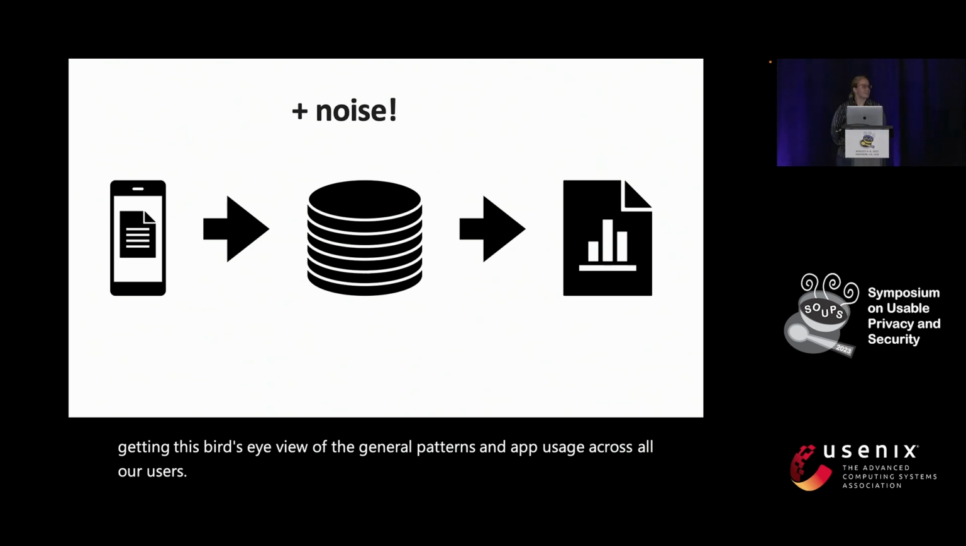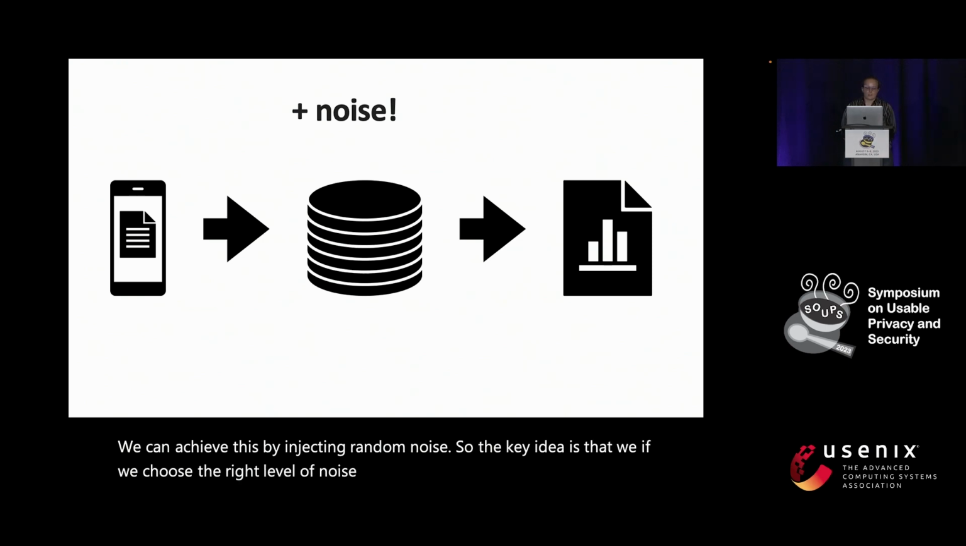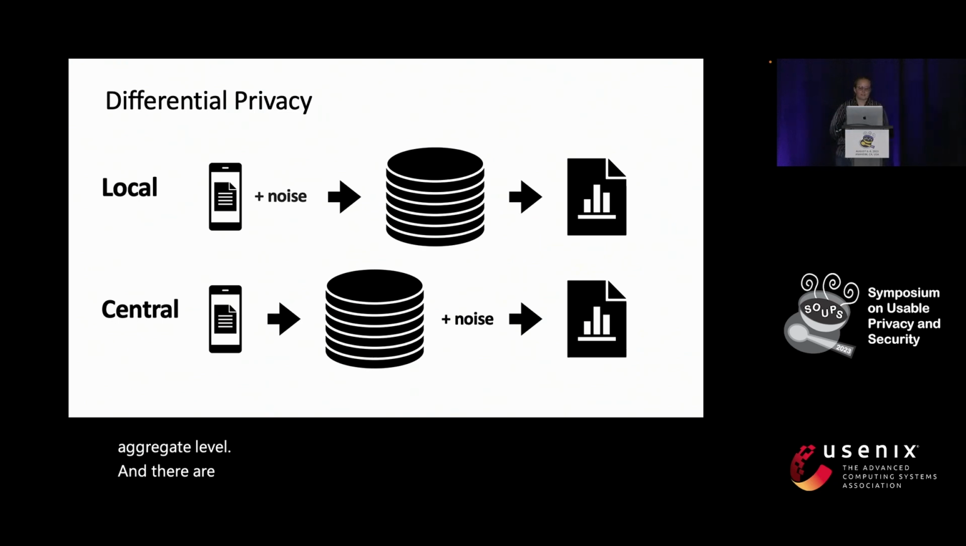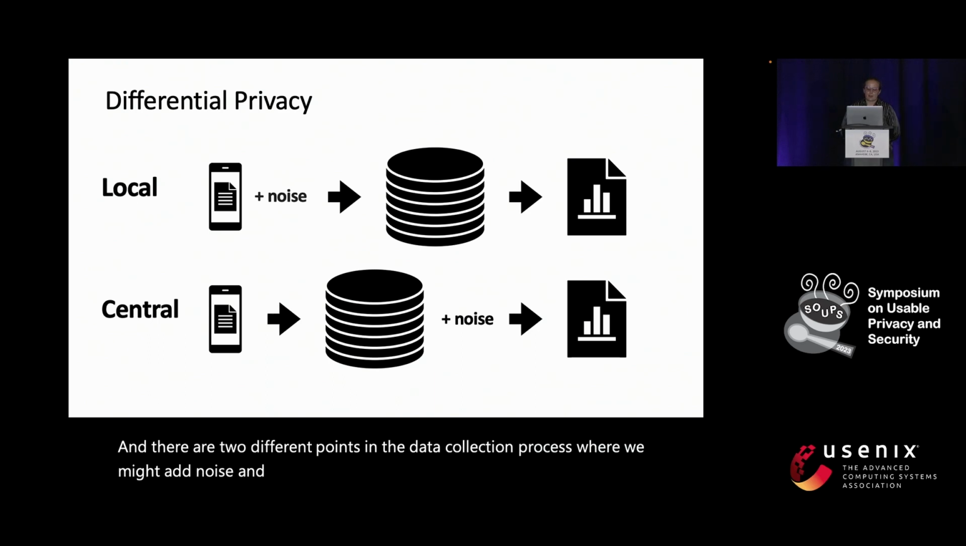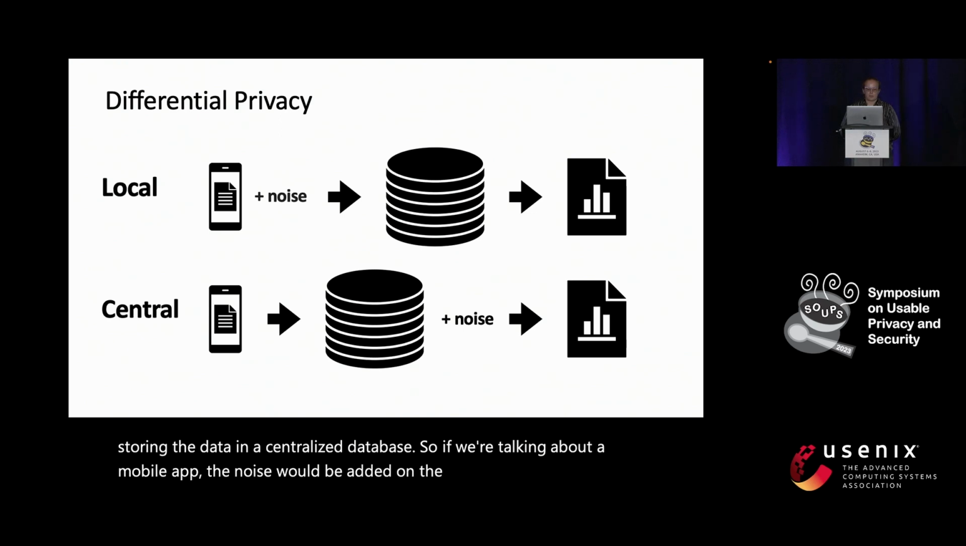We can achieve this by injecting random noise. So the key idea is that if we choose the right level of noise, we can obscure what's going on at the individual level, but still get a general sense of what's going on at the aggregate level. And there are two different points in the data collection process where we might add noise. In the local model, we add noise before collecting and storing the data in a centralized database. So if we're talking about a mobile app, the noise would be added on the individual's mobile device before the data is sent to the app server.